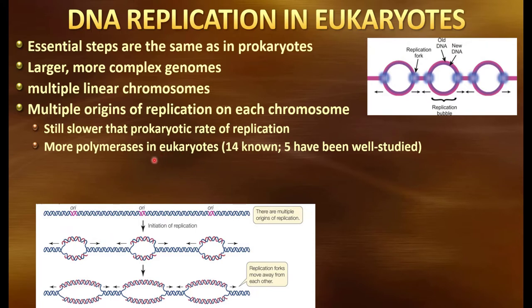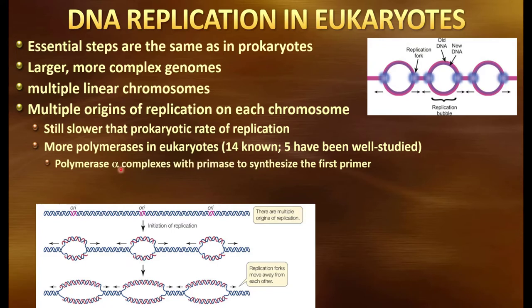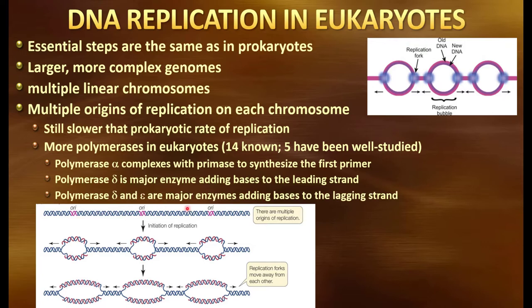There's also a lot more polymerase molecules. So we know that there's 14. 5 of those have been well studied. Several of the ones that have been studied pretty well. Polymerase alpha is the one that complexes with primase to make that first primer. So polymerase alpha is somewhat similar to polymerase I that we saw in prokaryotic cells. Polymerase delta and epsilon add bases.